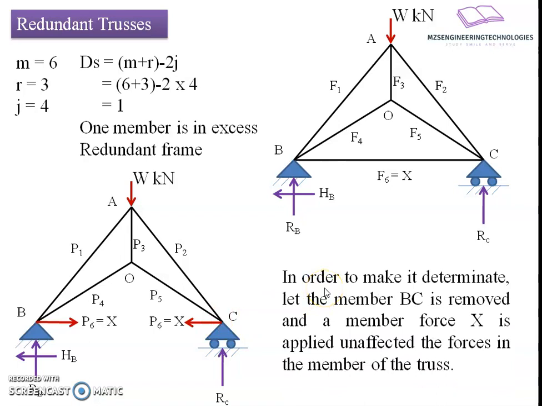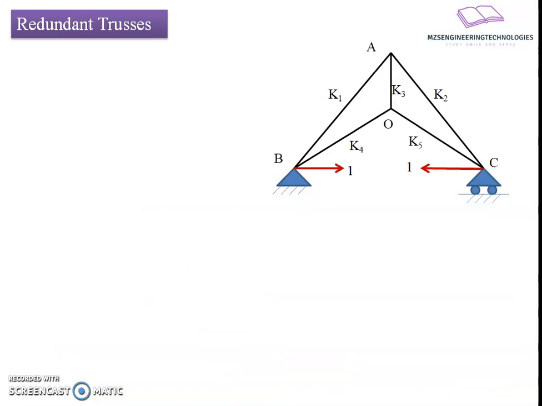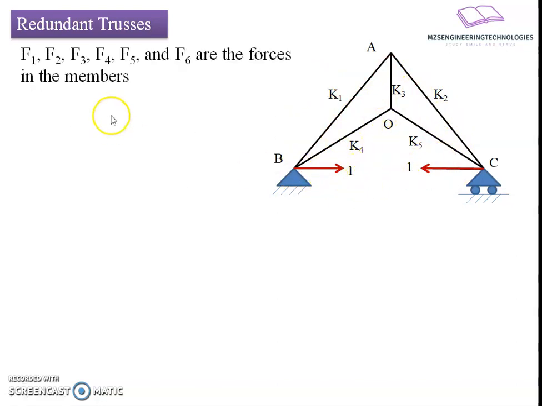For that we will understand this effect with reference to unit load application. To know the coefficient of how it has been distributed, we will apply a unit load at joint B and joint C, so as to have the distribution of this redundant force among all the members. Let's say the coefficients have been found out with reference to the application of this unit load. Let's say F1, F2, F3, F4, F5 and F6 are the forces in the members under the given loading condition.